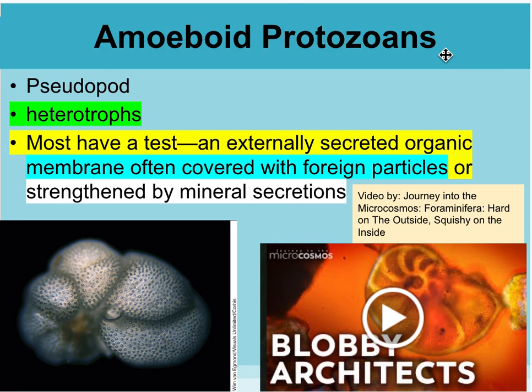So amoeboid protozoans are also heterotrophs. They have this really cool structure on the outside called a test. And this test is basically a membrane that can be covered with different foreign particles that aren't made out of them. It just collects stuff from the ocean, little bits of stuff. But a lot of times it's actually just strengthened by different minerals that surround it. So this is a video by Journey to the Microcosmos, Foraminifera, hard on the outside and squishy on the inside, that tells you more about Foraminiferans.